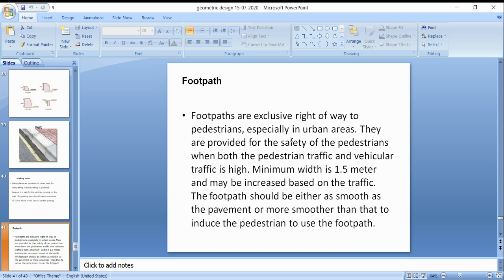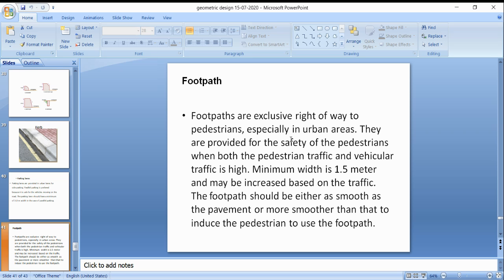So for pedestrians, especially in urban areas, they are provided for safety of the pedestrians. So lots of people will be walking on the road in the urban areas. But because of busy schedules, they will come onto the road. If they walk on the road, it will get interrupted with the traffic. So they require a pedestrian path.